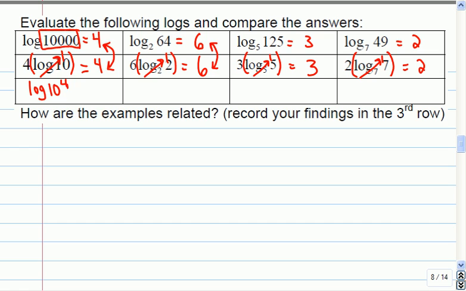And over here, if we also were to take a look at 64, that's the 6th exponent of 2. So we could rewrite this as log base 2 of 2 to the 6th.